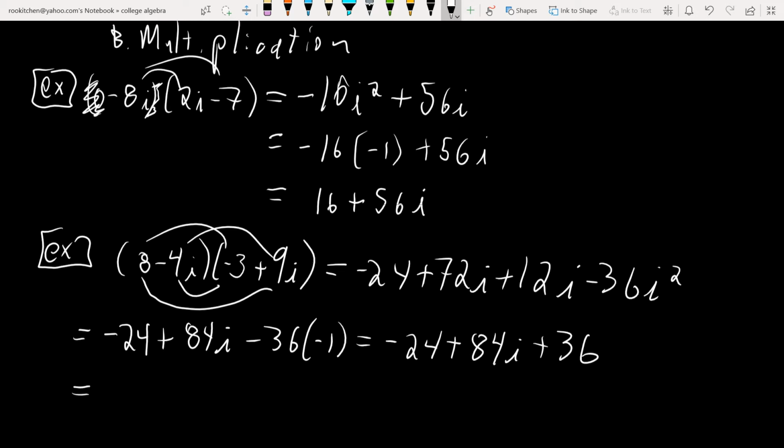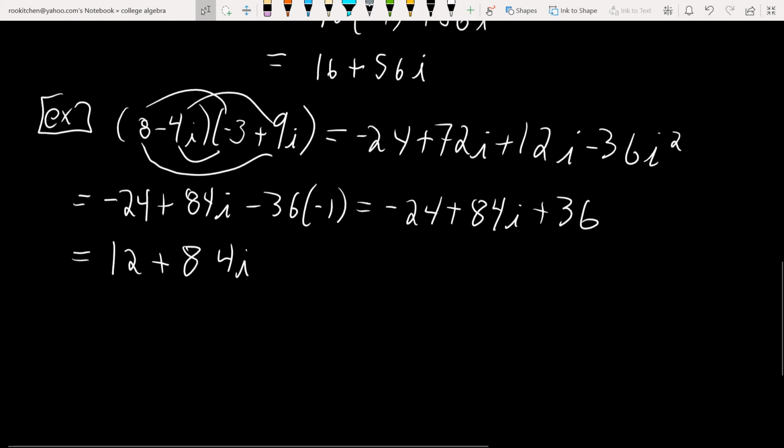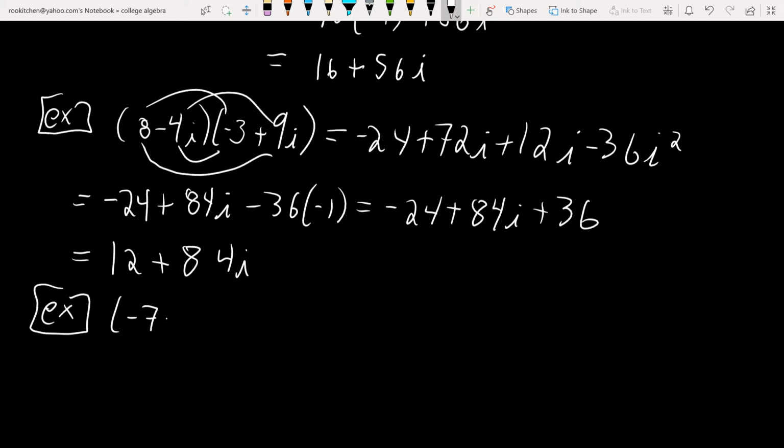And then combine the real parts. 36 minus 24 is 12, and then plus 84i. Okay, so it's in standard form. Let's do one more example. This example is kind of leading somewhere. Negative 7 minus i, and then negative 7 plus i.